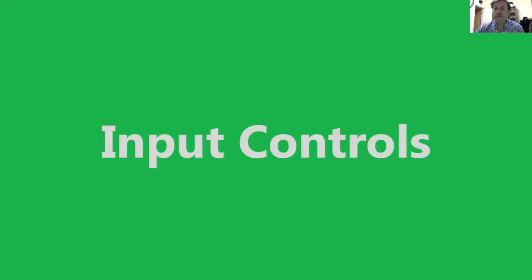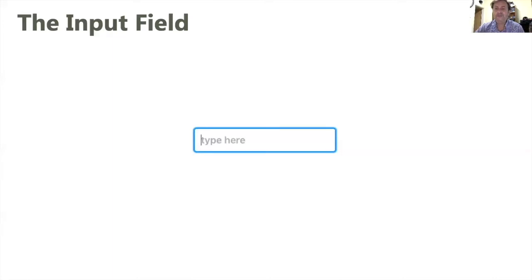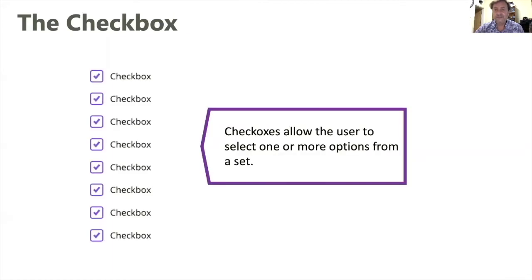Input controls. Input controls enable the user to input data into the application. Text input fields allow users to enter text. The checkbox allows the user to select multiple items. It is usually best to use checkboxes in a vertical list.